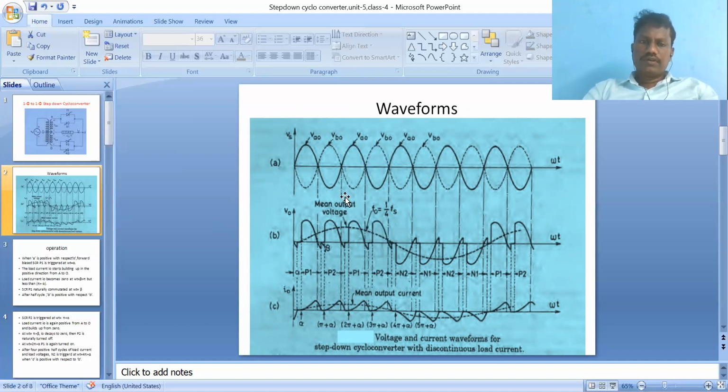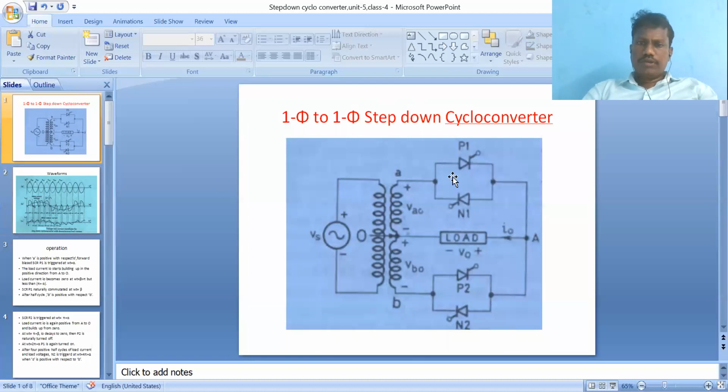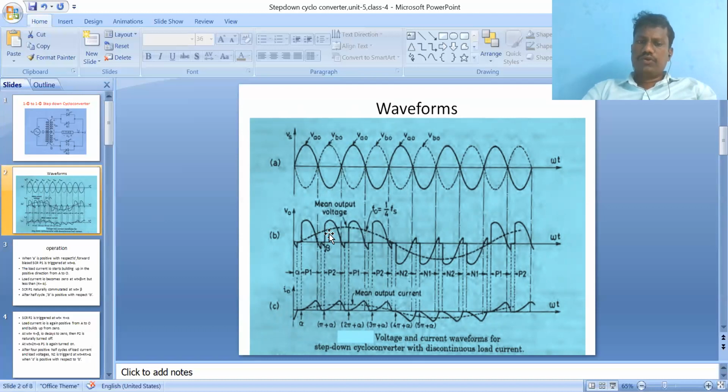How it will happen: once VAO, that is the end of the first half cycle, is completed, automatically by applying forced commutation to the P1 device, P1 comes in off state. Then VBO is the positive portion, that is B is positive with respect to A. So B positive means P2 comes in conduction mode. P1 comes in off state by applying forced commutation. Then P2 comes in conduction mode. Then the direction is also positive, followed by the same direction. That's why we are getting positive voltage. So P1 and P2, P1 and P2.